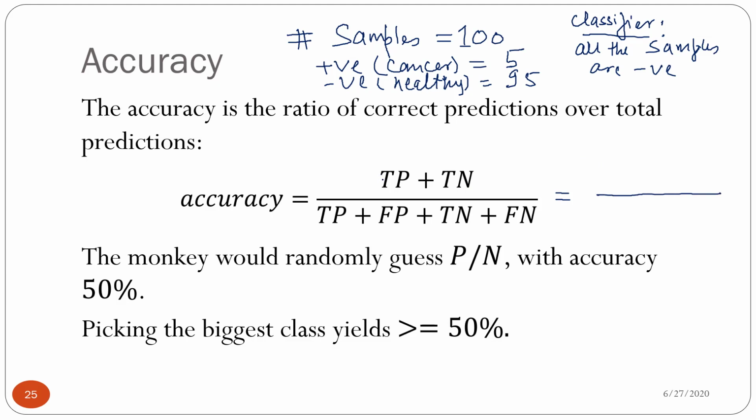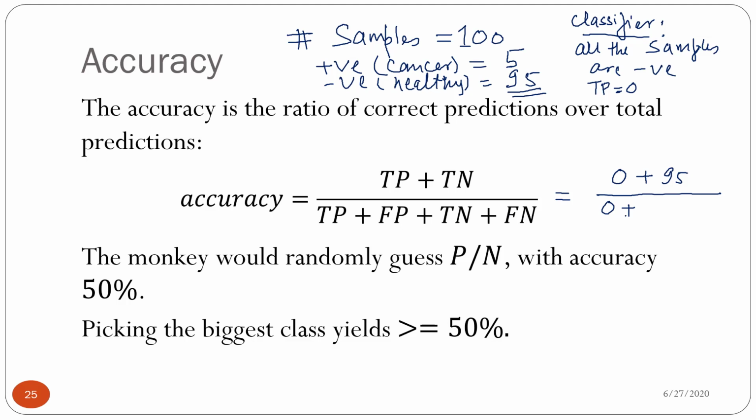True positive, right? So did the classifier say that anybody has cancer? No. True positive is 0. Why? Because the classifier is saying everybody is healthy, no positive sample. So true positive is 0. How about true negative? There are 95 negative cases, and this classifier is saying all 100 are negative. So out of those 100, 95 have been correctly identified as the healthy ones. So 95 is right here.